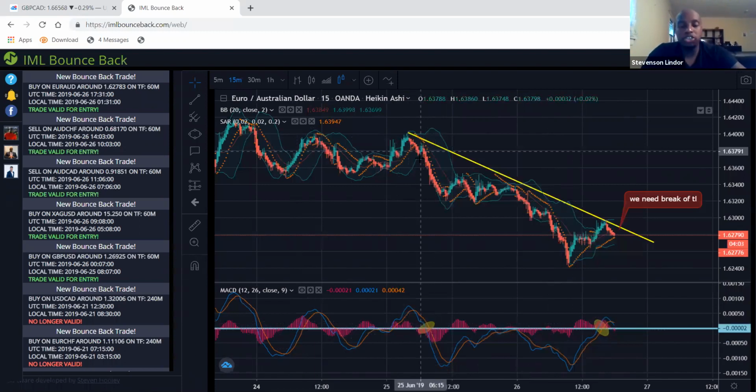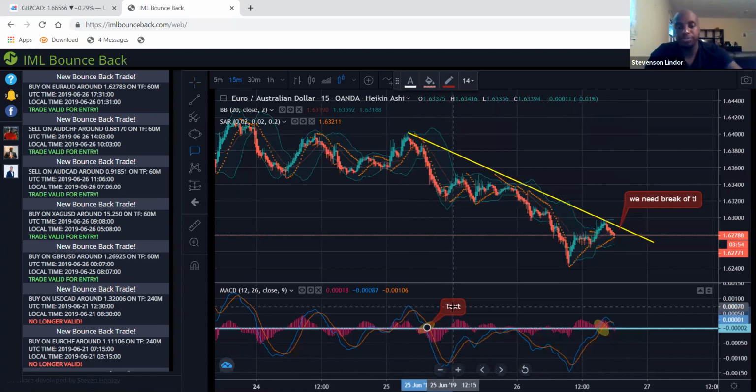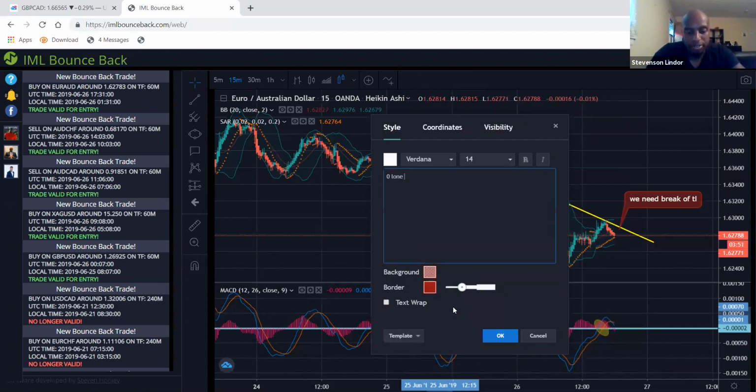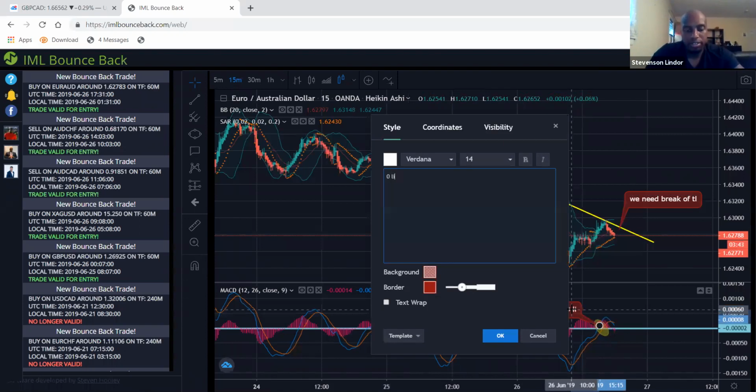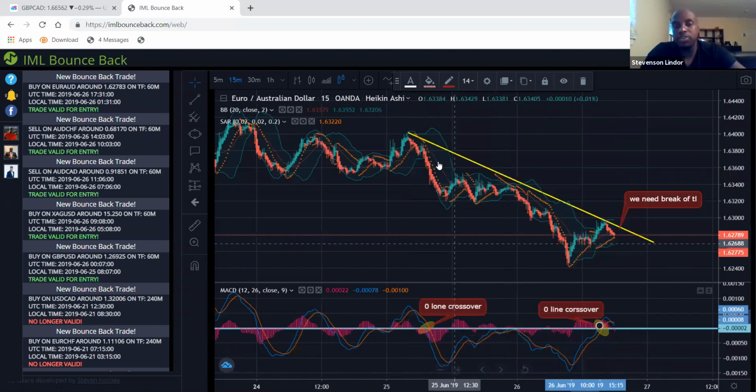So you're in a true trend when the two moving averages cross and make that MACD zero line crossover. When that zero line crossover happens, that's how you know you're in the true trend change. Now, some of you are saying, well, you're getting one right now. How come you're not buying? Because we haven't gotten a break of the trend line yet.